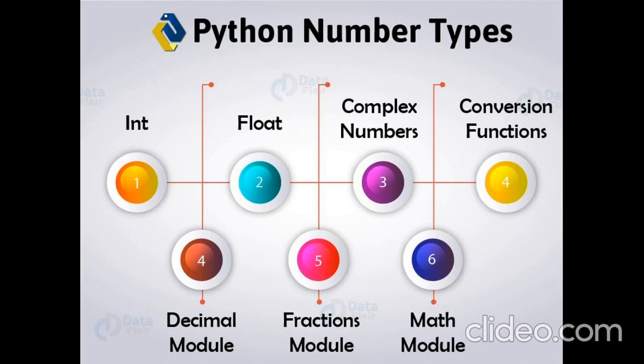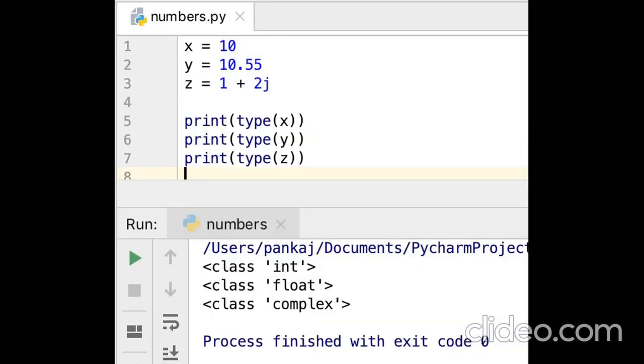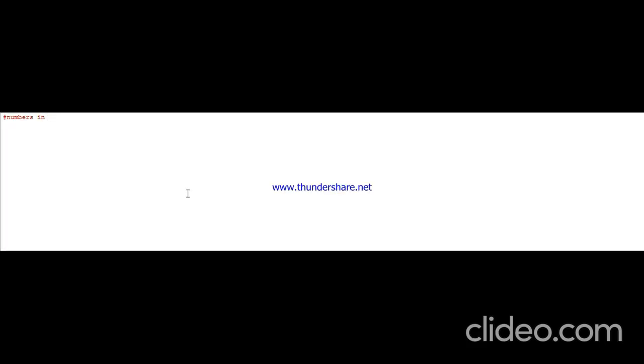So in this tutorial we are going to see numbers in Python. Basically there are three types of numbers that are available in all the programming languages. The first one is integer, the second one is float, and the third one is complex. Okay, so let's now write the program.